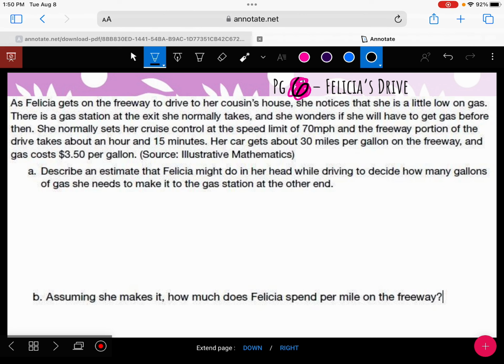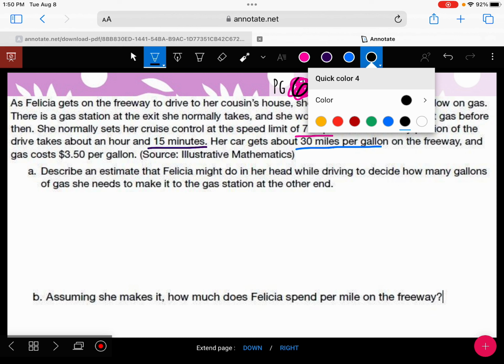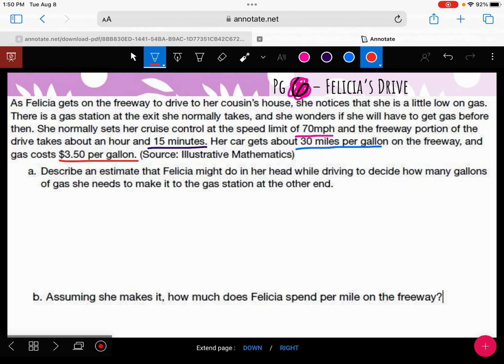What math is going to help? We have a lot of information here. She's going 70 miles an hour. It's going to take her 15 minutes. She gets 30 miles per gallon. Gas costs $3.50 per gallon. So there's 4 different numbers up here. What's going to help?